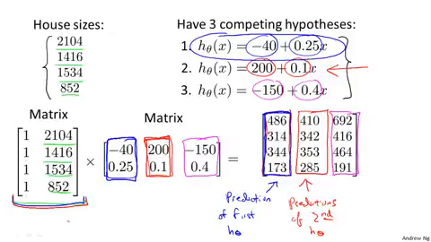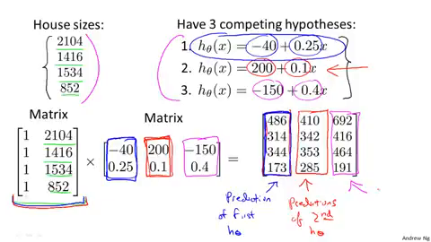I didn't step through all the details, but hopefully you feel free to pause the video and check the math yourself and check that what I just claimed really is true. But it turns out that by constructing these two matrices, you can very quickly apply all 3 hypotheses to all 4 house sizes to get all 12 predicted prices output by your 3 hypotheses on your 4 houses. So with just one matrix multiplication step, you manage to make 12 predictions.